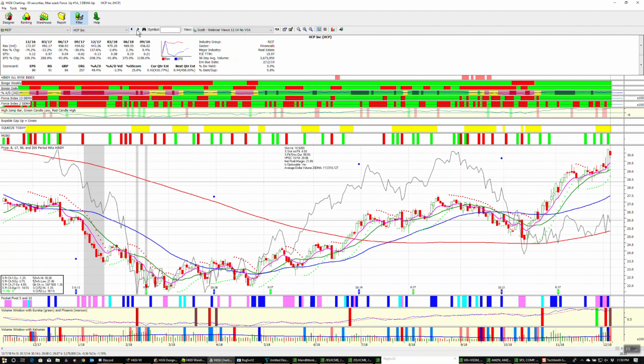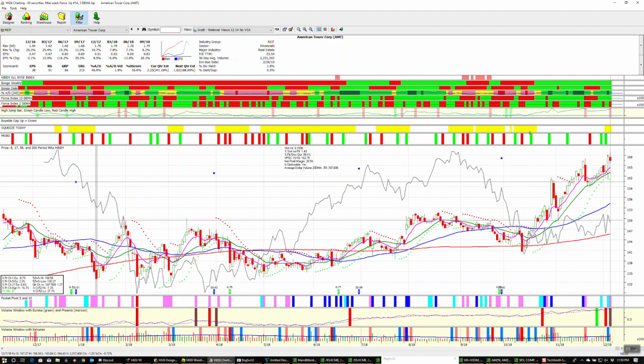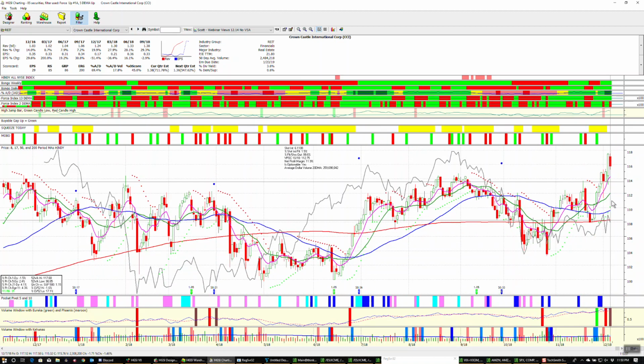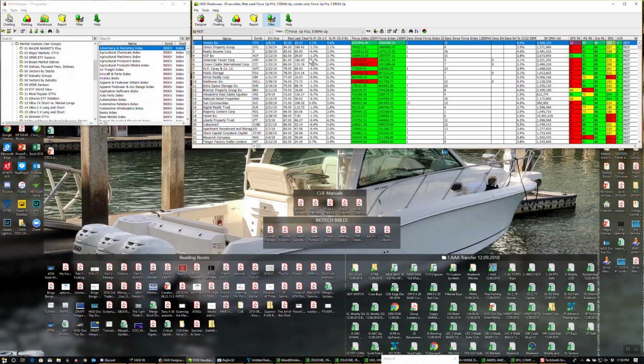American Tower, cell towers, broke out and ran, only a 2% dividend. Crown Castle, I like this one a lot, breaking out here, 3.6% dividend. You can see it's got very strong earnings. So REITs, as a rule, look strong. And let me just take a look at XLRE.